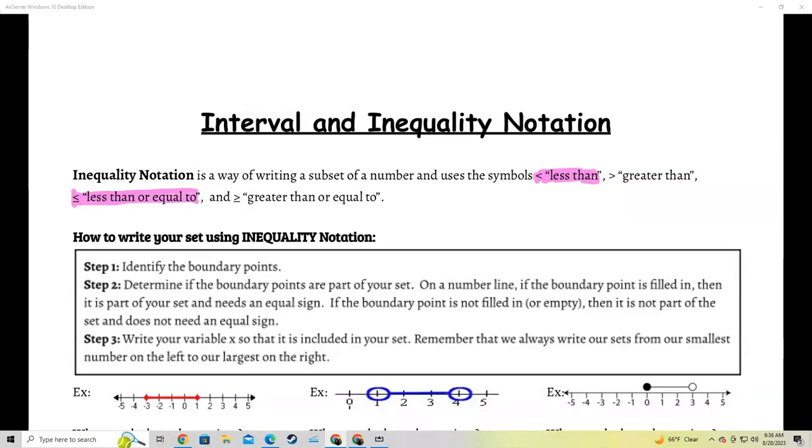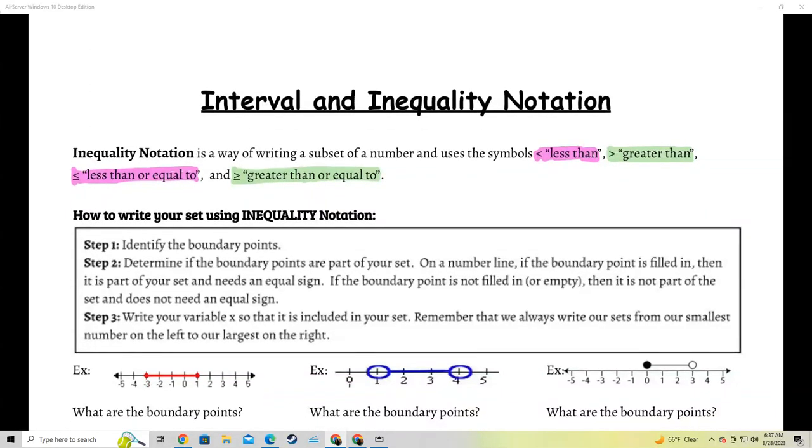And then the other ones that we're going to be working with are the greater than symbol and the greater than or equal to symbol. Again, the only difference separating those two is that there's an equal sign on the bottom. So if a certain point is part of your set, we're going to use that equal sign, but we'll talk about it more as we go into it, okay?